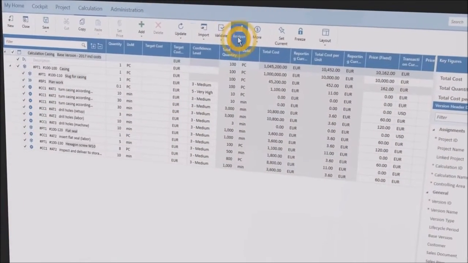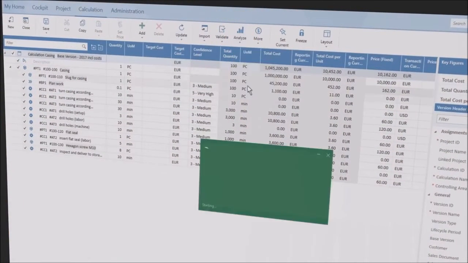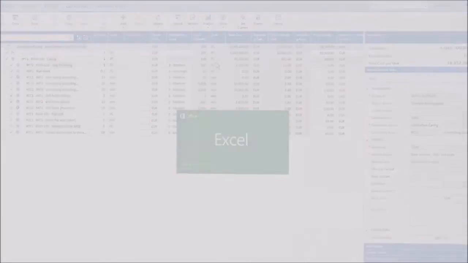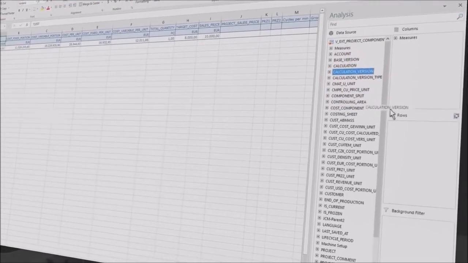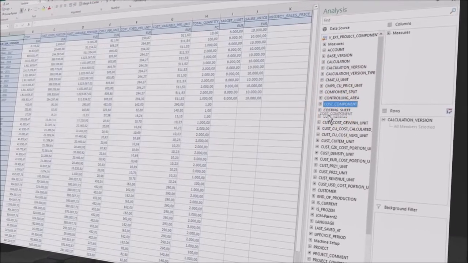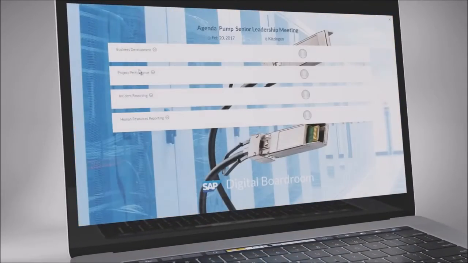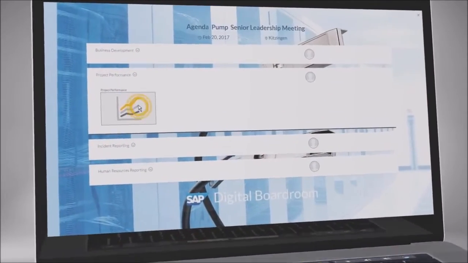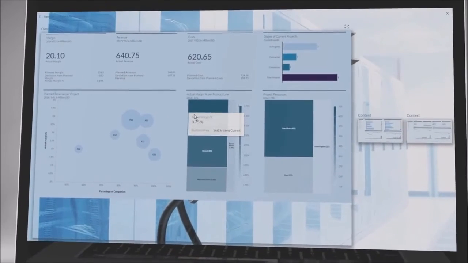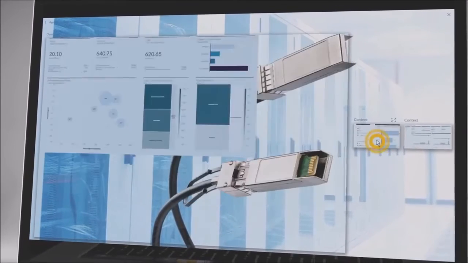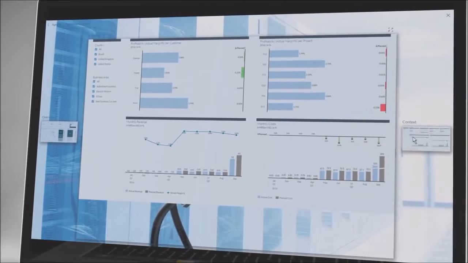And there's more. Integrate business intelligence tools like SAP Business Objects Analysis for Microsoft Office for operational cost analysis per cost component and material in real time. How is your revenue or profit margin made up? With SAP Business Objects Cloud, you get real-time business intelligence for management reporting or ad hoc analyses during board meetings.